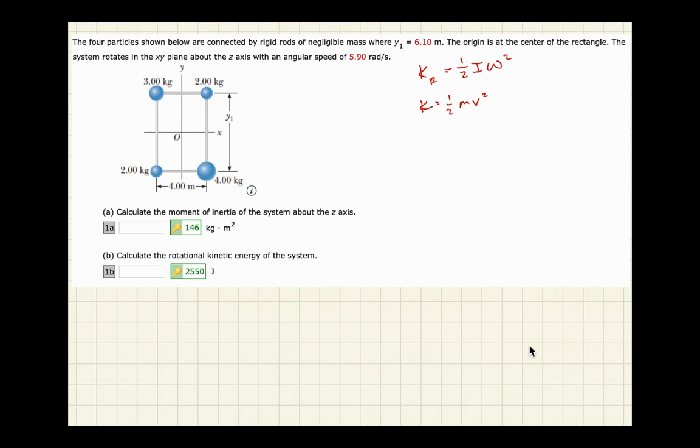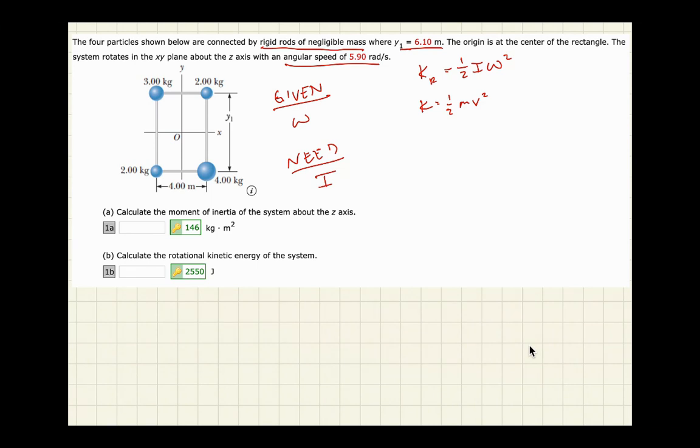rotational velocity, omega. So here in this first problem, we're given rigid rods of negligible mass. That's convenient, so we don't have to look at the rods having inertia at all. And we're given the distance between the top points and the bottom points, and told that the origin's at the center. We're given an angular speed here, so that'll make that part easy. So really, if I'm given omega, all I need is I.